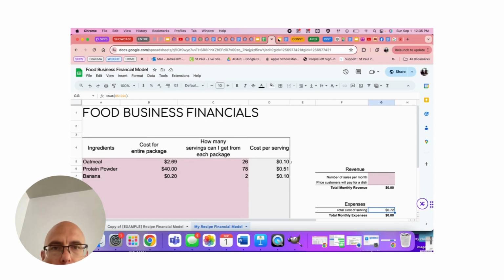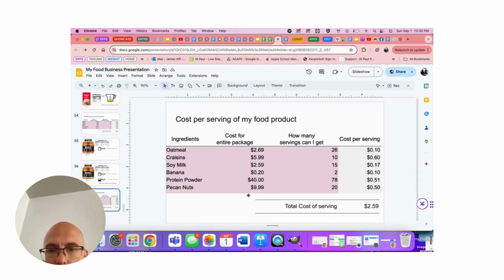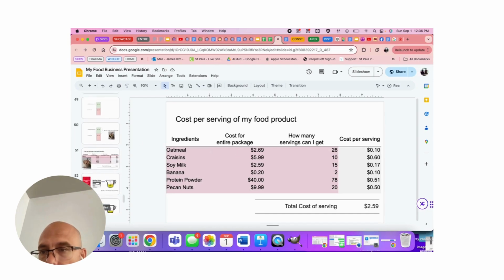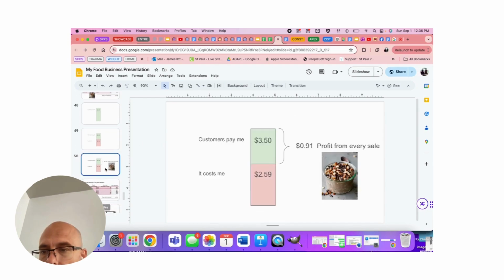So that's how you're going to set up how much it costs you for your recipe. I'm not going to lie, this is a bit challenging. So to do it right, if you're struggling, ask questions, and we're going to make this work because we want to get this right, so that your numbers are right, so that you can know how much profit you're going to get from every sale. All right, well, that's it.